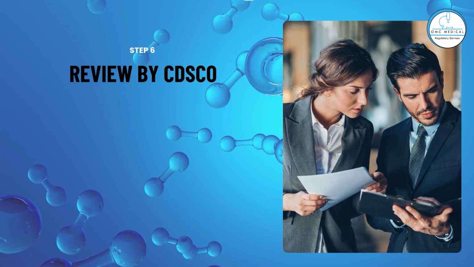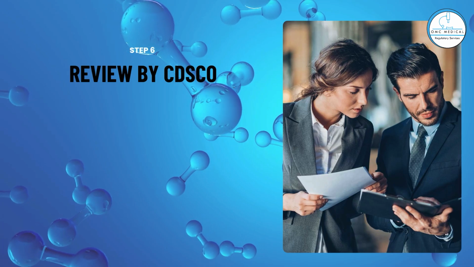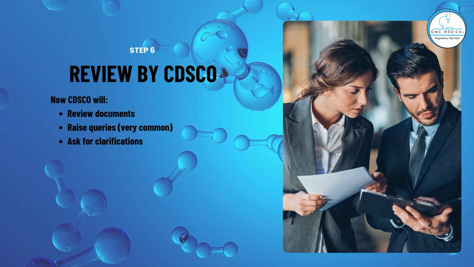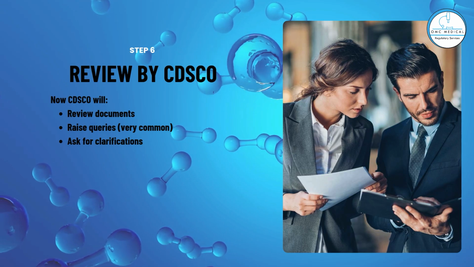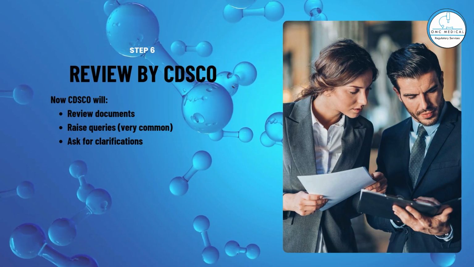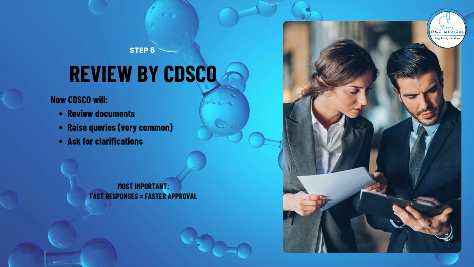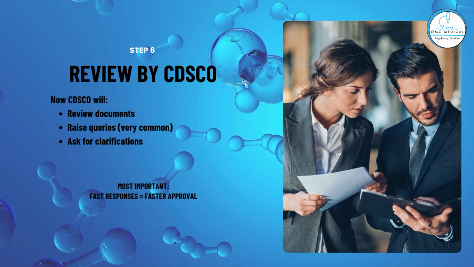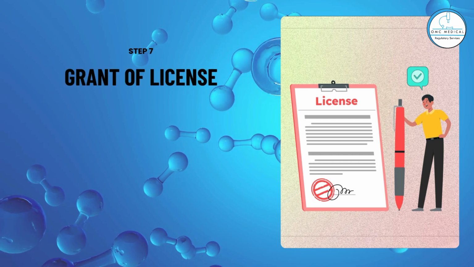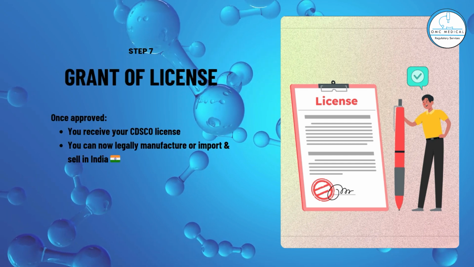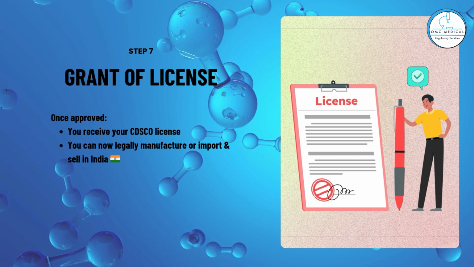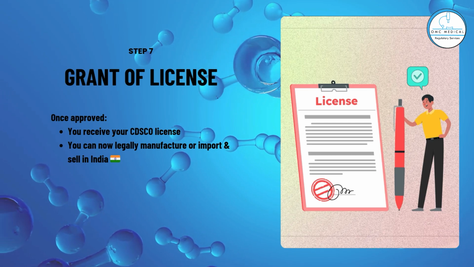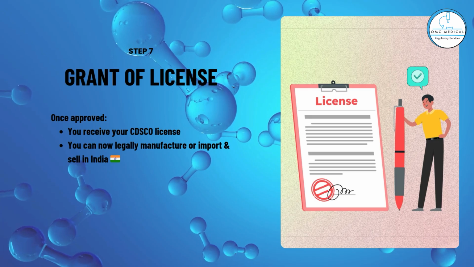Step 6. Review by CDSCO. Now CDSCO will review documents, raise queries, which is very common, and ask for clarifications. Most important, fast responses equal faster approval. Step 7. Grant of license. Once approved, you receive your CDSCO license. You can now legally manufacture or import and sell in India.